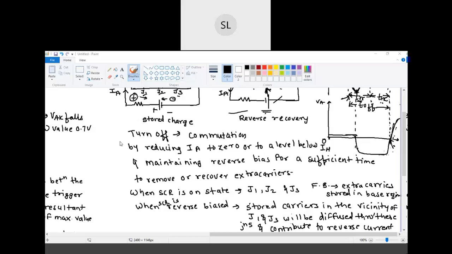So today we will stop here. There are two more devices that we need to study in semiconductor devices: one is the triac and the other one is the diac. So we will study them in the next session.